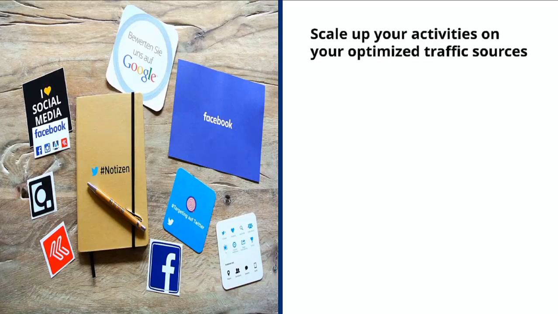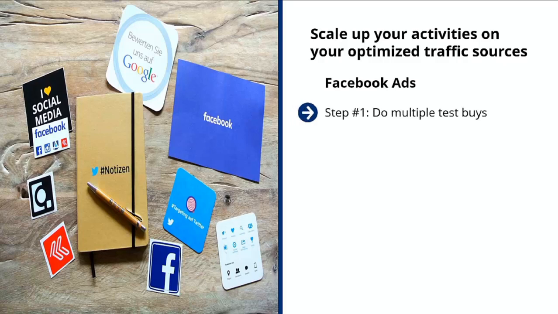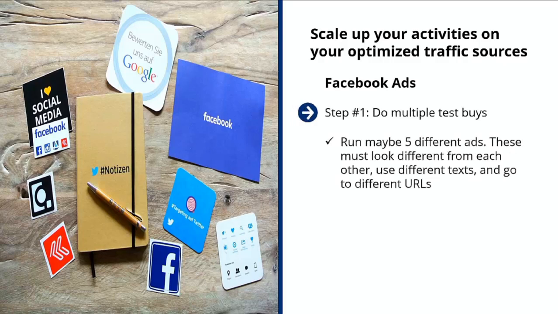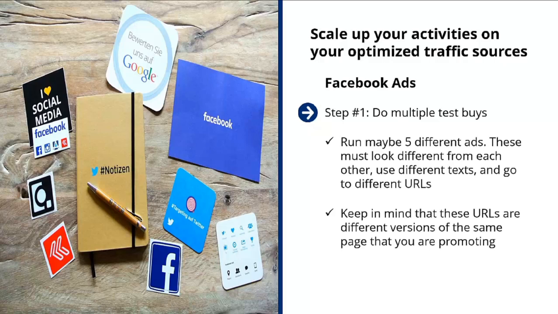What follows are optimization strategies customized for the different traffic methods discussed in the previous videos. Facebook ads. Step number 1, do multiple test buys. Run maybe 5 different ads. These must look different from each other, use different texts, and go to different URLs. Keep in mind that these URLs are different versions of the same page that you are promoting. The URLs are different because they are tracking URLs. Spend very little money at this stage.